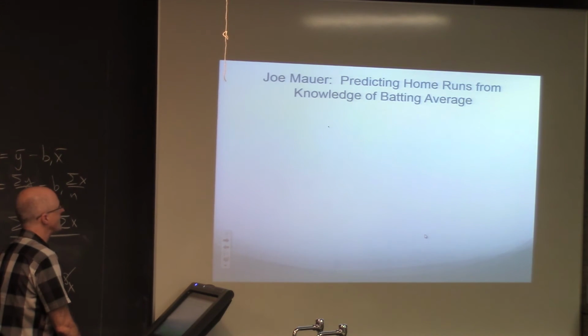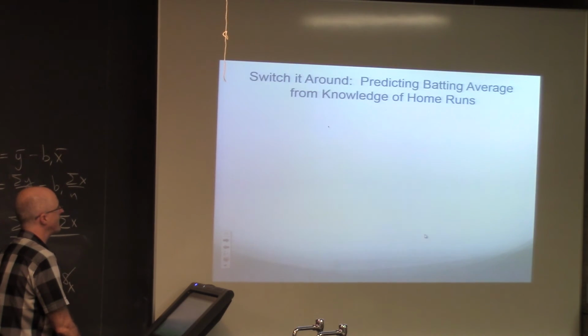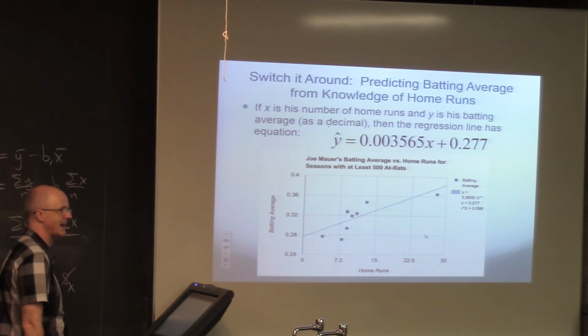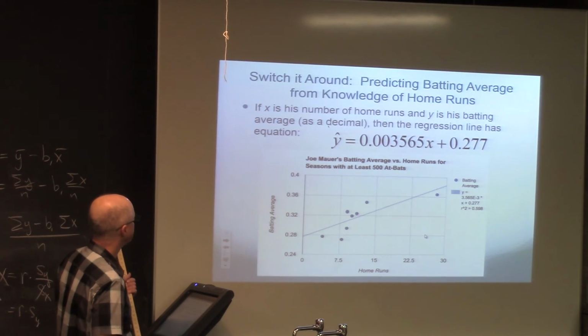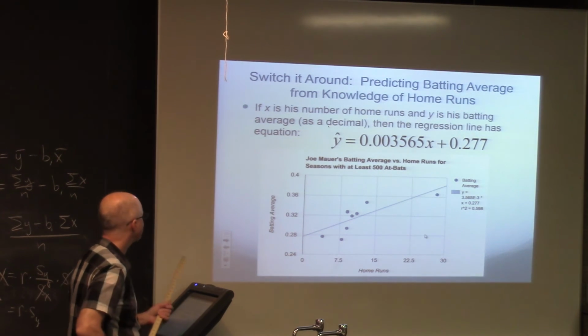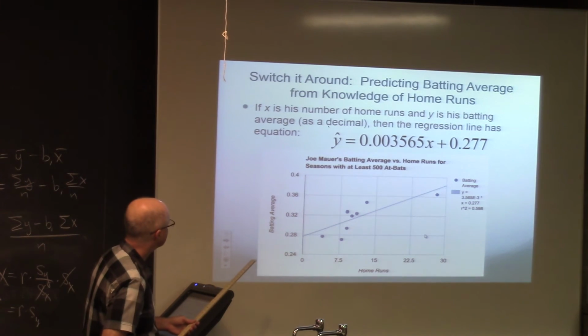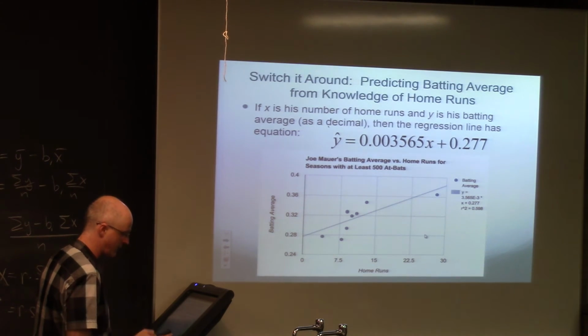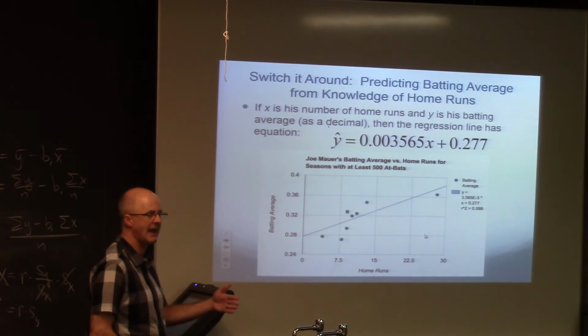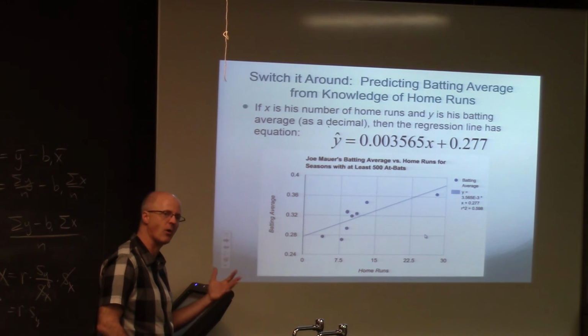Let's go back to baseball. We looked at this data for Joe Mauer, in particular this one I'm going to look at here today. These are Joe Mauer's different seasons where he had at least 500 at-bats. I kept track of the number of home runs and the batting average for those seasons and plotted them. We saw there was an upward trend. In seasons where he had more home runs, he also tended to have a higher batting average.